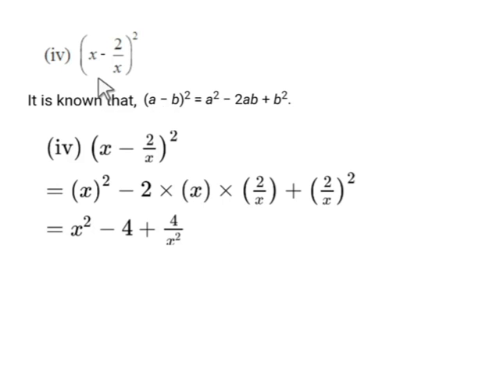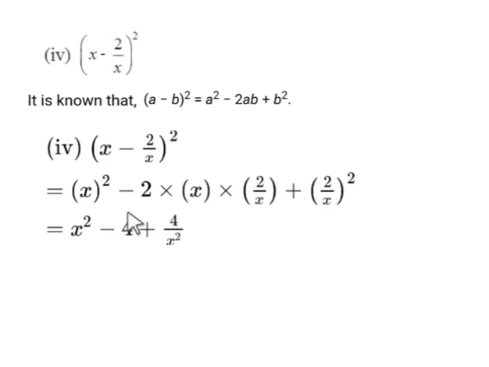Now fourth example, (x minus 2 upon x) whole square. Now here it is of the form a minus b. So we will use the formula (a minus b) whole square equal to a square minus 2ab plus b square. Now here we will write x in place of a and 2 upon x in place of b. Now here first term square, that is x square, minus 2ab, that is 2 into x into 2 upon x, here into first term into second term, plus second term square, that is (2 upon x) whole square.